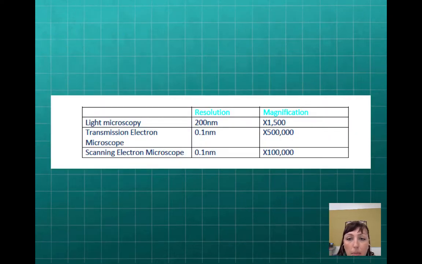Here's a table summarizing the resolution and magnification specs for light microscopes, transmission electron microscopes, and scanning electron microscopes.